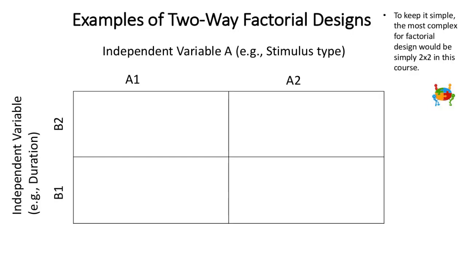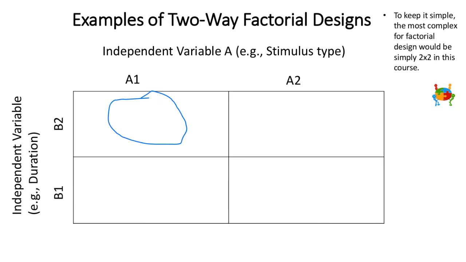And so we're not going to go past 2 times 2. We're just going to stick with a factorial design of being 2-way, because you can go further. You could have more than 2 independent variables. You could have 3 independent variables. And you could have an independent variable which has more than 2 levels. You could have 3 levels or 4 levels. So you could have independent variable A, which is stimulus type, and then we have duration, which is the other independent variable.